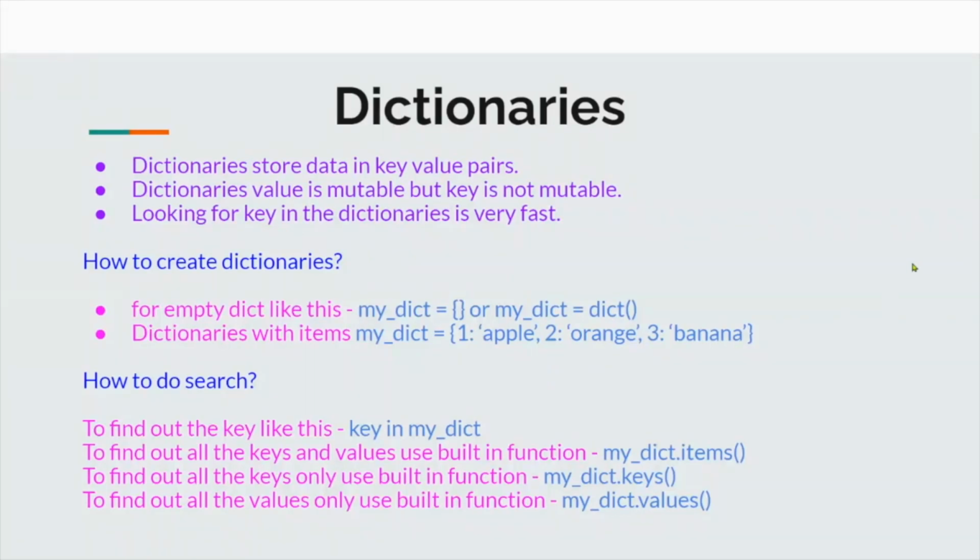This is how you can create it. If you want to see whether a key exists or not, you can use 1 in my dictionary, and that will show True. If, let's say, 4, there's no 4 in the keys, so if I do 4 in my dict, it will give False, meaning it does not exist. If you want to find all the keys and values inside the dictionary, you can use the built-in function mydict.items, and that will give you all the keys and values. For just the keys only, use the built-in function mydict.keys. Here mydict is the name of the dictionary, and you can name it anything. If you want to find only the values, let's say only apple, orange, and banana, then you use mydict.values, and that will give you only the values.